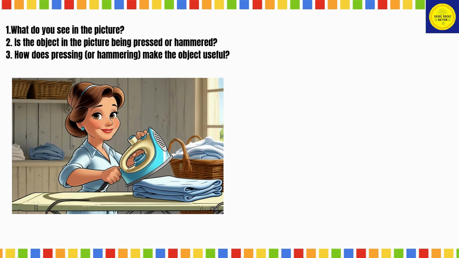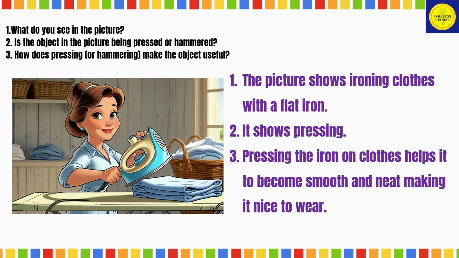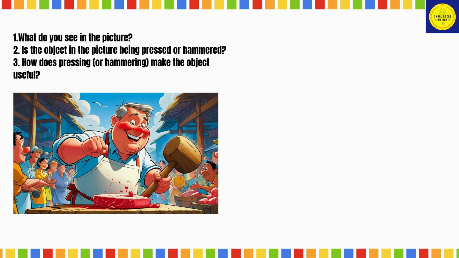Here are the answers. 1. The picture shows ironing clothes with a flat iron. 2. It shows pressing. 3. Pressing the iron on clothes helps it to become smooth and neat, making it nice to wear. Here is the last picture. It's still the same question. 1. What do you see in the picture? 2. Is the object in the picture being pressed or hammered? 3. How does pressing or hammering make the object useful?